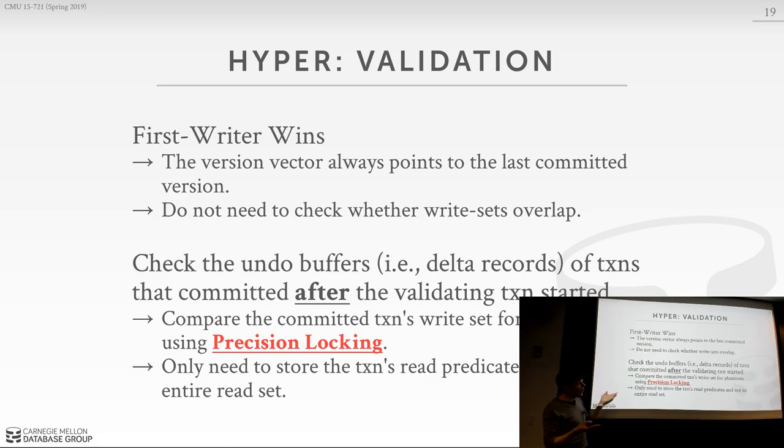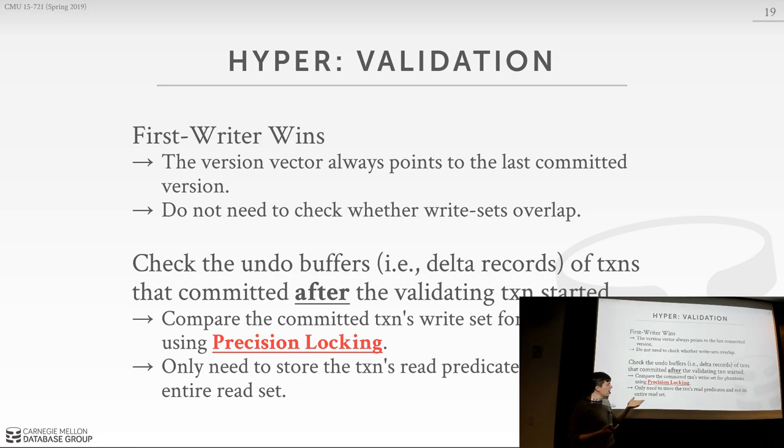Right? And again, the reason why we only have to check transactions that committed after we started is that under snapshot isolation, if they had committed before we started, we would have seen their writes anyway, no matter what. It's only the ones that committed after we started. We don't care about ones that commit after we commit because we weren't around to see them. Who cares? Right? So the way they're going to do this is super cool, a technique called precision locking.